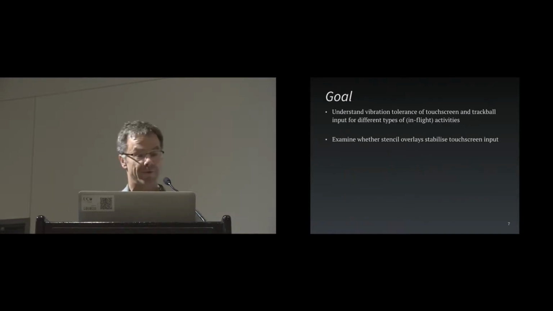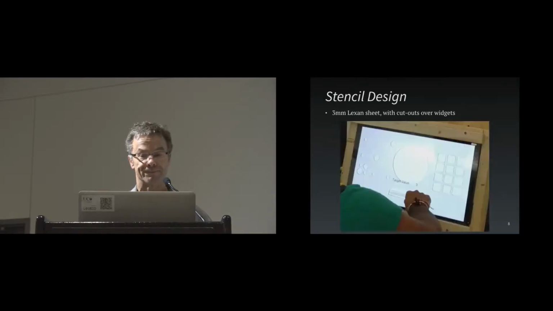So our goals are twofold. First, we wanted to examine the comparative performance of touchscreen and trackball input for a range of activities that are indicative of in-flight tasks, and to understand how simulated turbulence influences that performance. We included the trackball because trackballs are widely used in current aircraft cockpits. Second, we wanted to examine whether the use of a touchscreen stencil overlay helps users to stabilize their finger input.